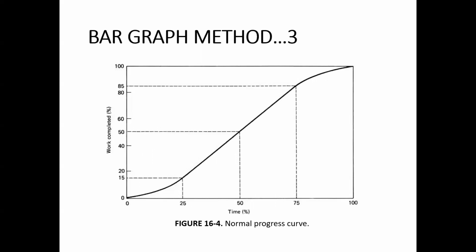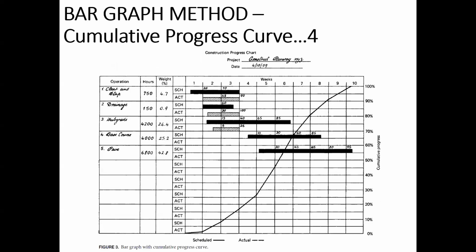So for example, if I go back to this original bar chart over here, since we are not showing any relationship between those activities, we don't know, for example, if I delayed this activity, what effect it will have on this activity. This is not very clear from this bar chart.